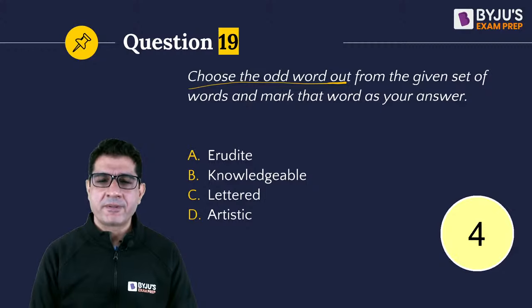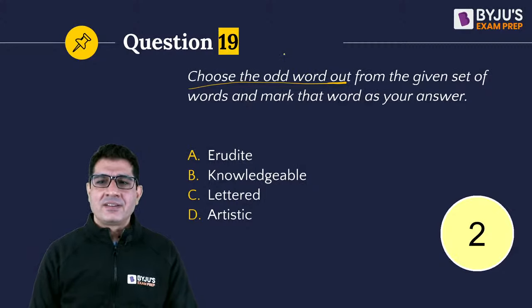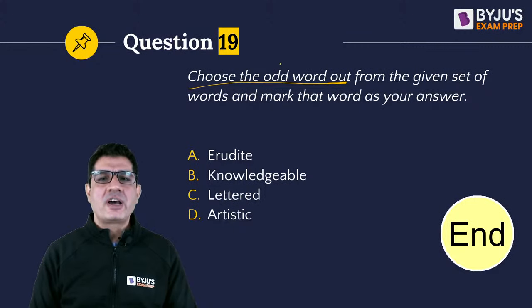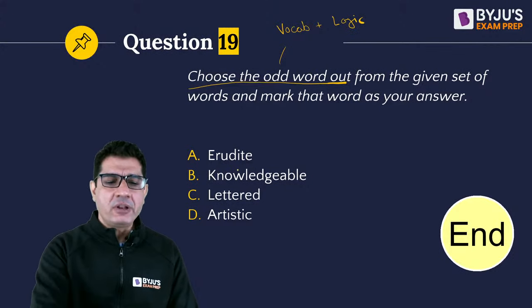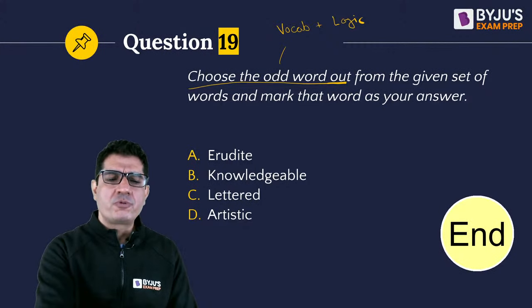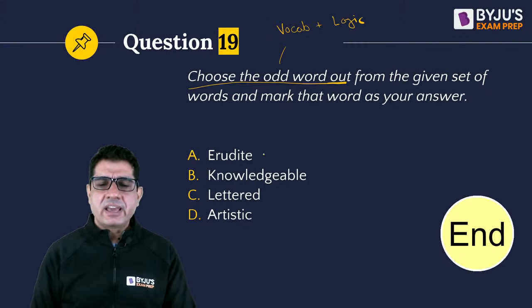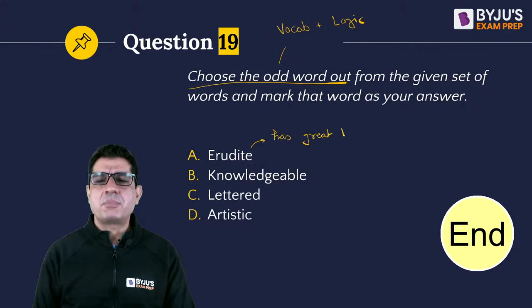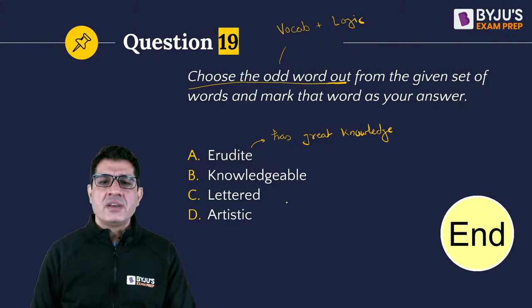So what's the answer? So odd word out questions are also a combination of vocabulary and logic. Now, if we look at the meanings of these words, hopefully that will help. Erudite is somebody who has great knowledge. Okay, or in other words, somebody who is very knowledgeable. So knowledgeable is again somebody who has great knowledge.